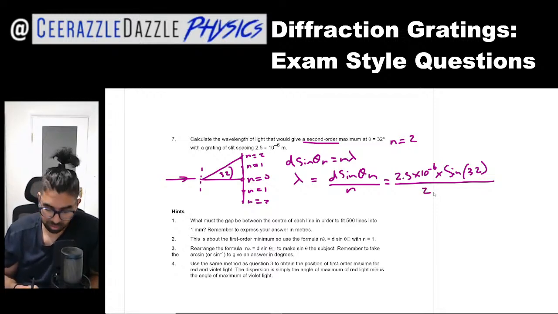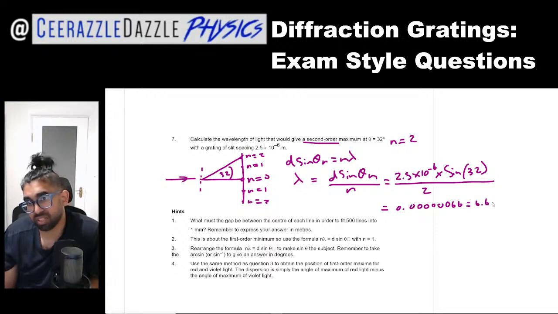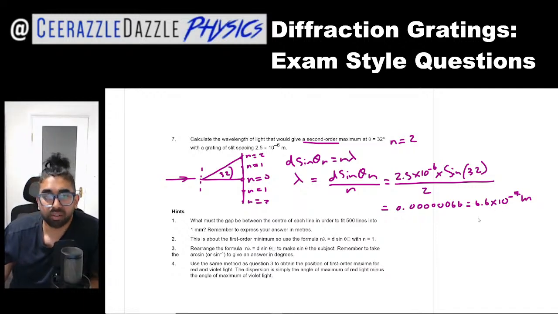Let's go. 2.5 times 10 to the minus 6 times sine of the angle 32 divided by 2. The answer I'm getting is 0.00000066, which is the same as 6.6 times 10 to the minus 7 meters. Very good. Yes, I think that's right. Let me double check the answer, people, if I'm right. Yes, perfect. Excellent stuff. Okay, right, so we're done.